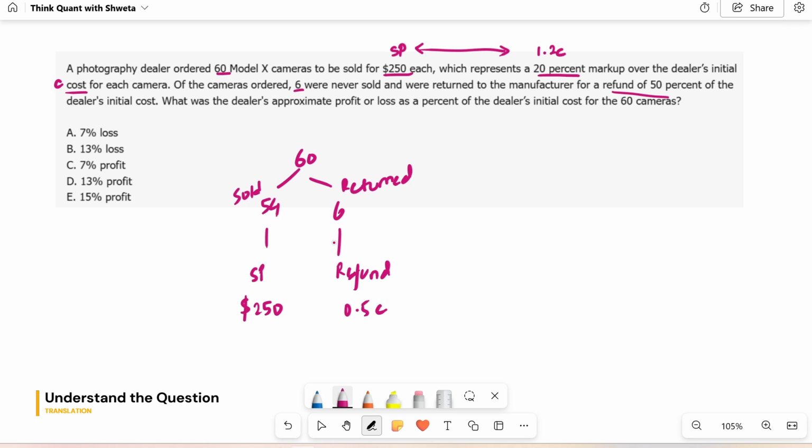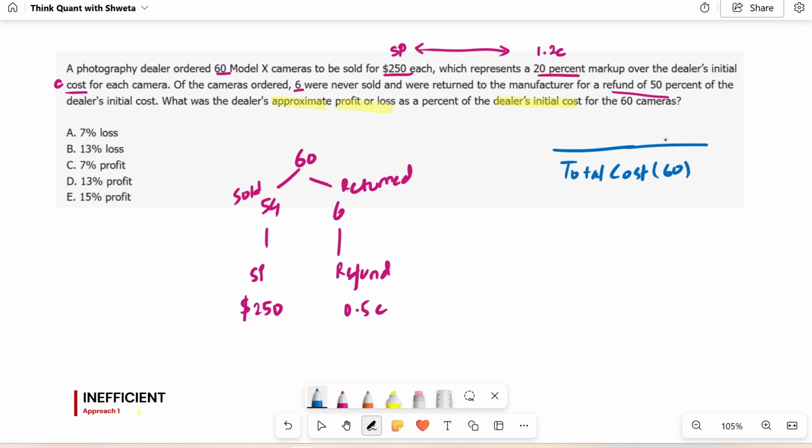Now, after all of this transaction, the question says what was the dealer's approximate profit or loss as a percent of the dealer's initial cost for the 60 cameras. So the way people would think is that, okay, as a percent of the total cost, so total cost for all 60 cameras comes in the denominator, and whatever profit or loss is happening, that comes in the numerator, and we have to multiply that by 100, right?